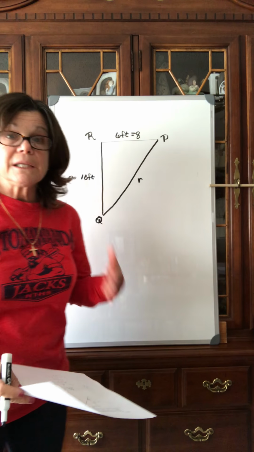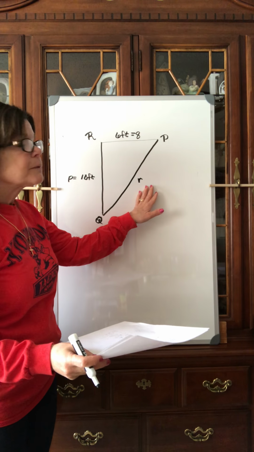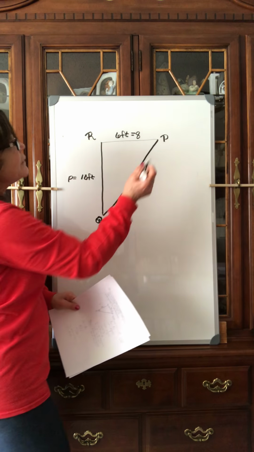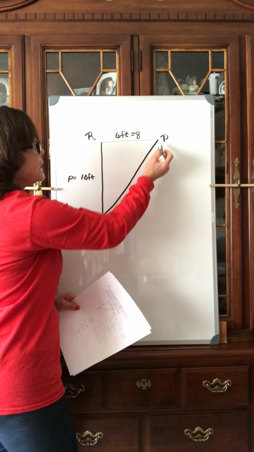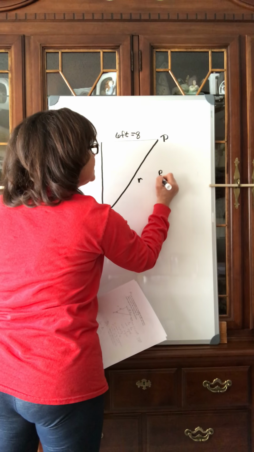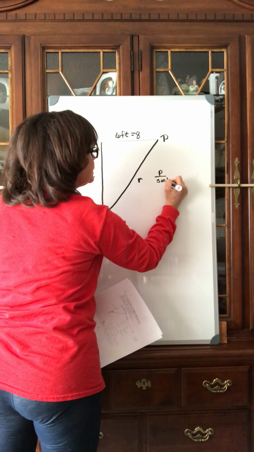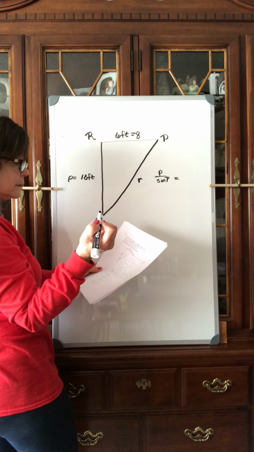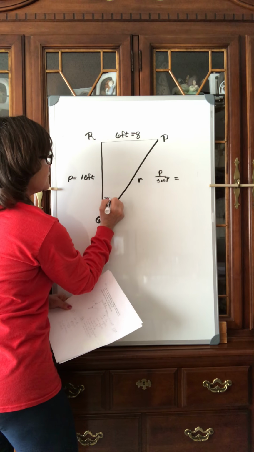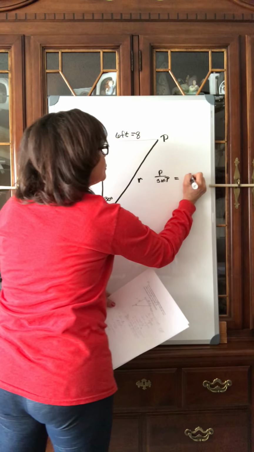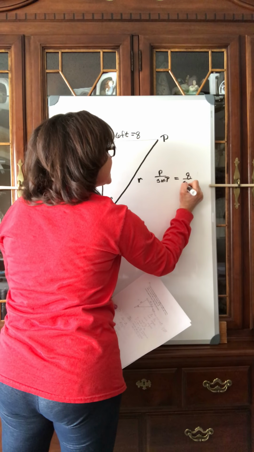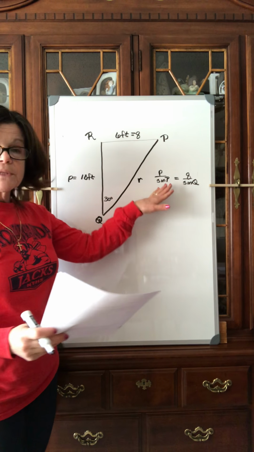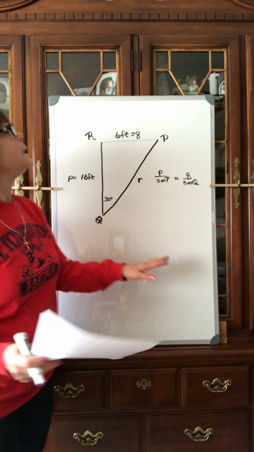Well, you can't directly find lowercase r. What you can find with the information that's given is the measure of angle P using the law of sines. So you would set it up as p over the sine of angle P. We know this angle is 30 degrees. We know angle Q, so it would be q over the sine of angle Q. Solve this for the sine of P, find the measure of angle P.